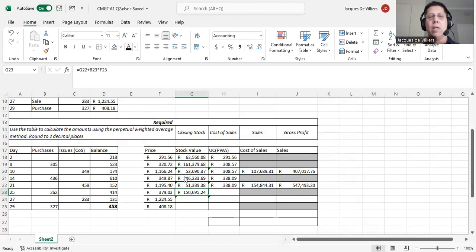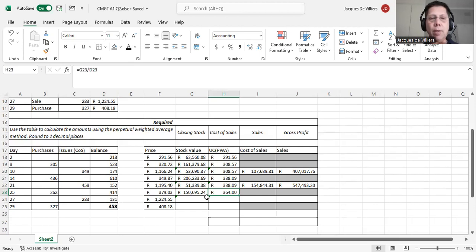150,000. Okay, so we take that stock value, we divide it by all the units again that we have on hand, the 414, and we are expecting a number somewhere between 338 and 379. Okay, little closer to 379 because we bought more than what we had on hand. And when we do that, we get an amount of 364 Rand. That is now the new stock value using the perpetual weighted average method.